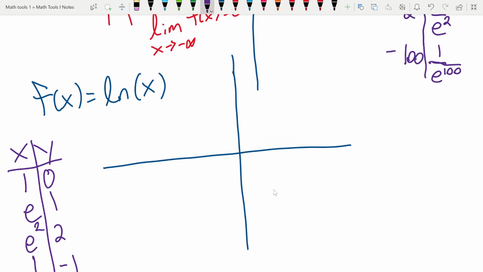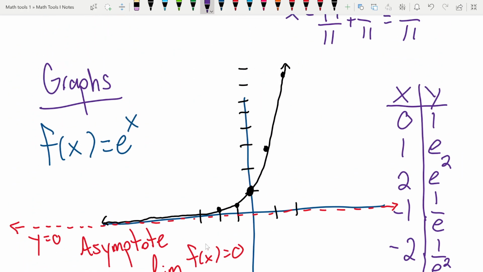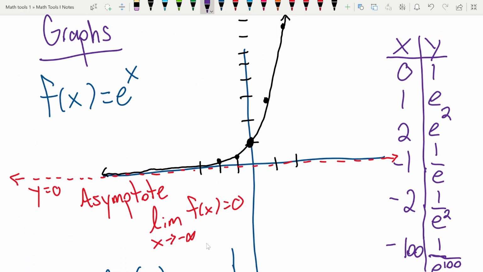So just to picture this shape based on the e to the x graph, we know that with inverse functions, we can reflect the graph over the line y equals x, and that will give us the inverse function graph. So this is what the logarithm graph is going to look like. It's going to be this graph reflected over that purple dotted line there.